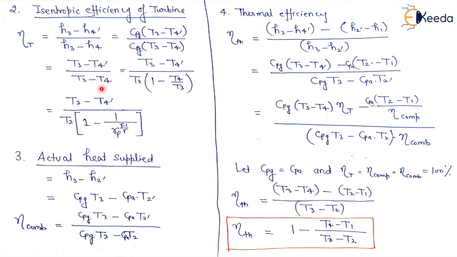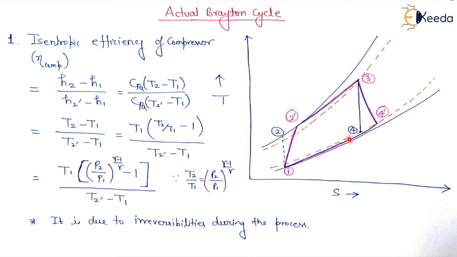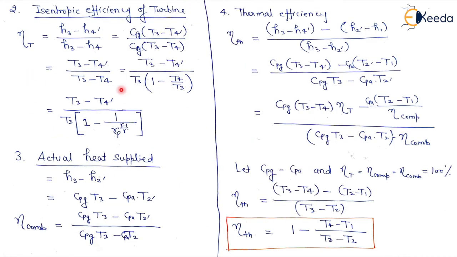Now from this equation, I'll take T3 common from the denominator: T3 minus T4 dash, T3 into 1 minus T4 by T3. Now you know very well, T3 by T4 is the P3 by P4 raised to power gamma minus 1 upon gamma. But here it is written T4 by T3, so I can write 1 upon T3 by T4. So this equation will become T3 minus T4 dash divided by T3 into 1 minus 1 upon Rp raised to power gamma minus 1 upon gamma. This is the isentropic efficiency of turbine.